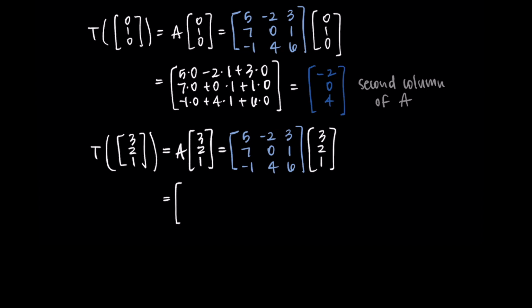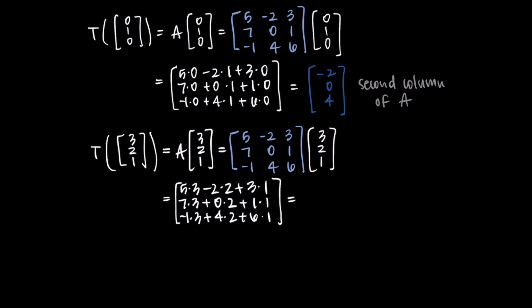So doing this, I'm doing 5 times 3 minus 2 times 2 plus 3 times 1. So that's my first row times the vector. Then I do 7 times 3 plus 0 times 2 plus 1 times 1. That's the second row. And then lastly, I do negative 1 times 3 plus 4 times 2 plus 6 times 1. That's the third row. So you can see here that we're doing 3 of the first column, 2 of the second column, and 1 of the third column.